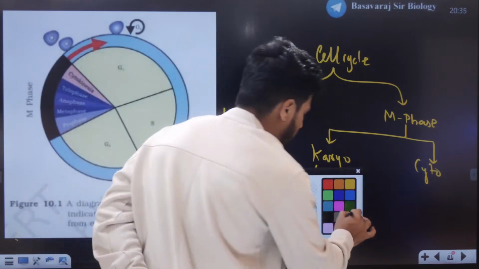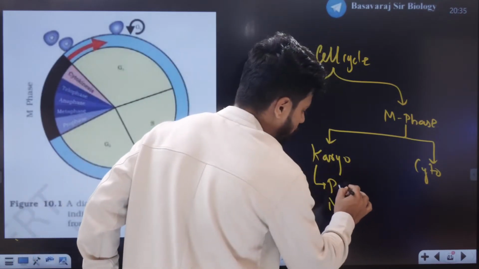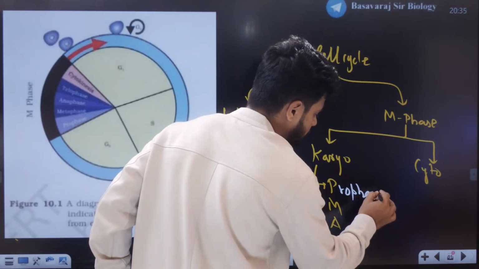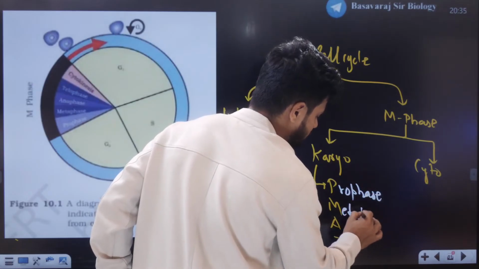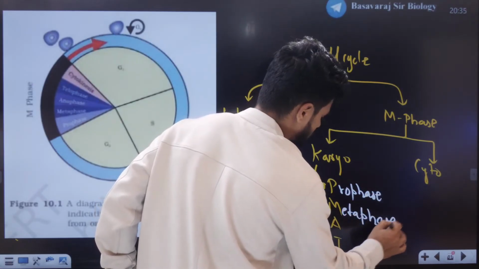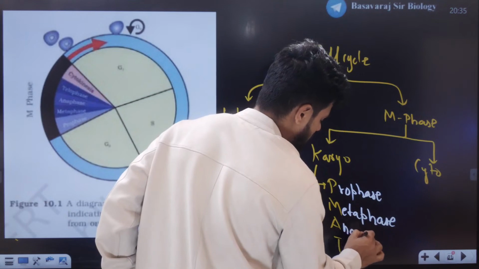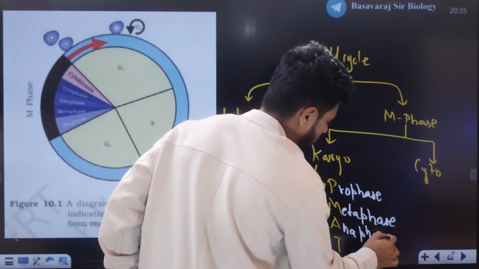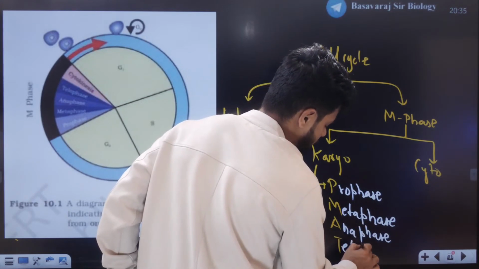What is PMAT? PMAT is nothing but prophase, metaphase, anaphase, and telophase.